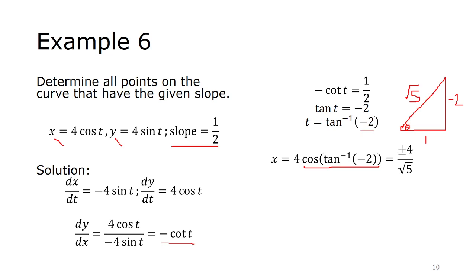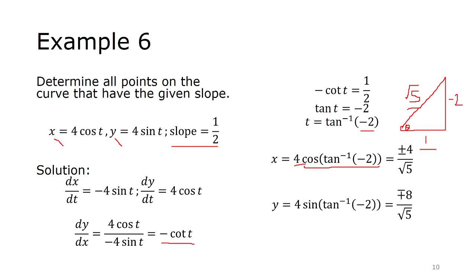If we're looking at the cosine of that particular angle for the x-coordinates, the cosine involves the adjacent divided by the hypotenuse, so 1 over the square root of 5. We use a plus or minus there to include both possible signs, and then we multiply by the coefficient of 4. You could do a similar thing for the sine function for the y-coordinates.